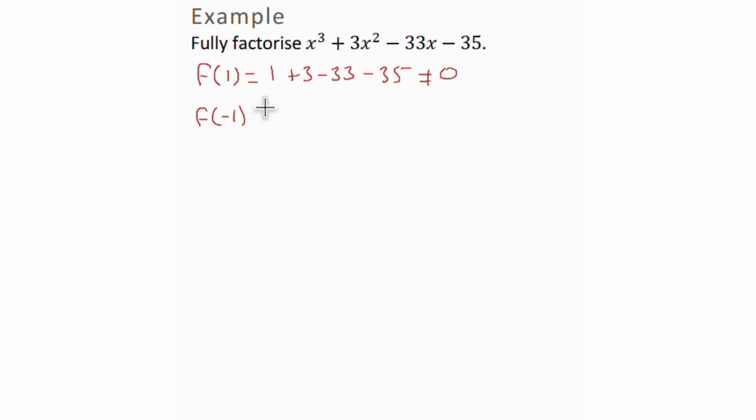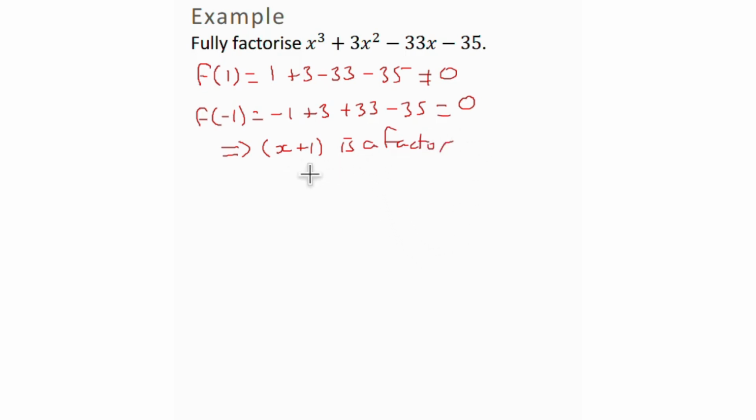If we substitute in negative 1, we get negative 1 plus 3 plus 33 minus 35. Now here we have 36 and minus 36, which means this one is equal to 0. But the factor theorem tells us that if when we substitute minus 1 in we get 0 out, that means that x plus 1 is a factor.